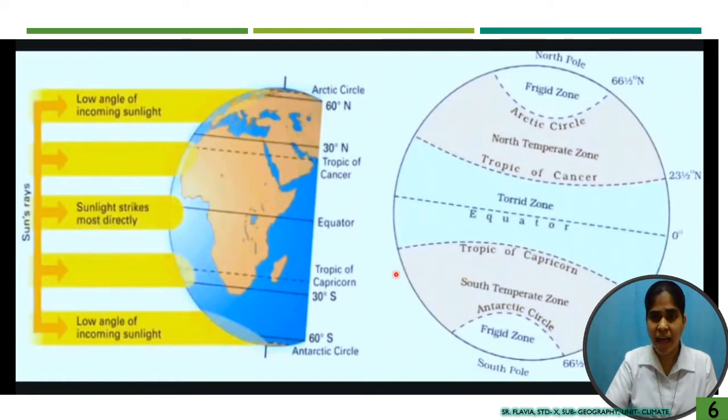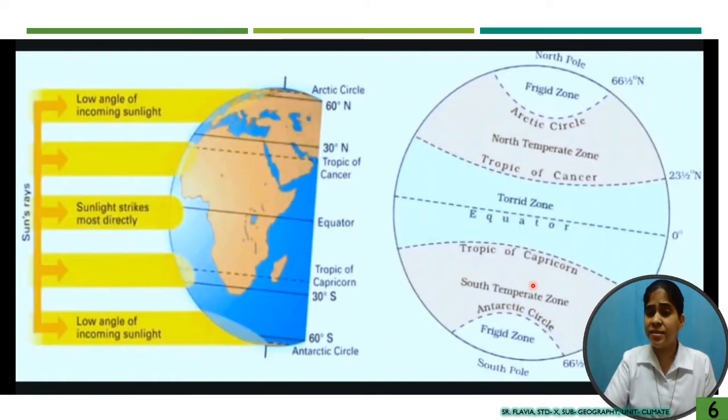We come back to this diagram again. The countries which are located in the tropical zone experience greater heat than those which are situated in the North Temperate Zone and in the South Temperate Zone. For example, half of Brazil lies in the tropical zone and half lies in the South Temperate Zone. So the states which lie in the tropical zone experience greater heat than those of the states which lie in the South Temperate Zone.